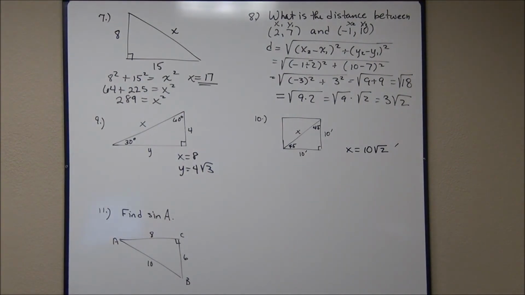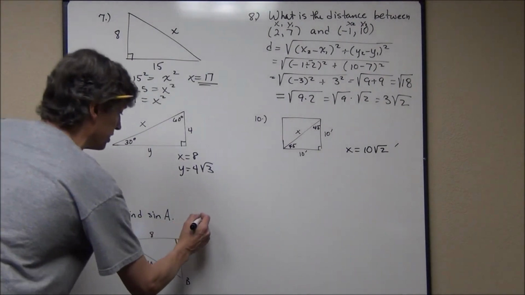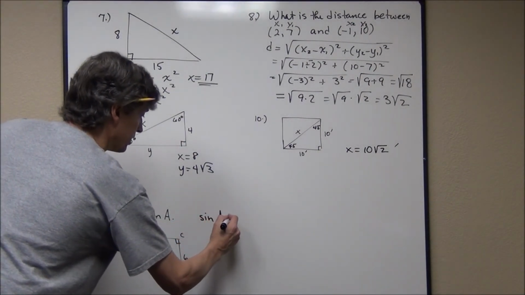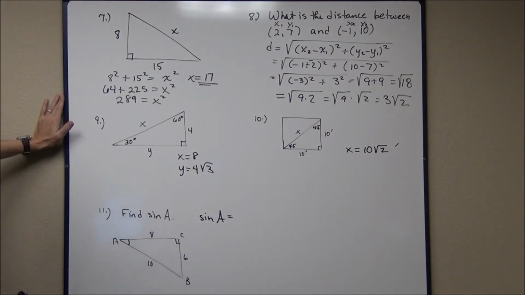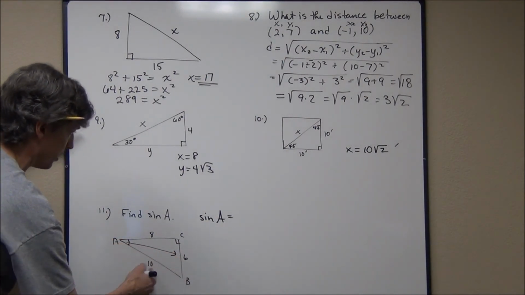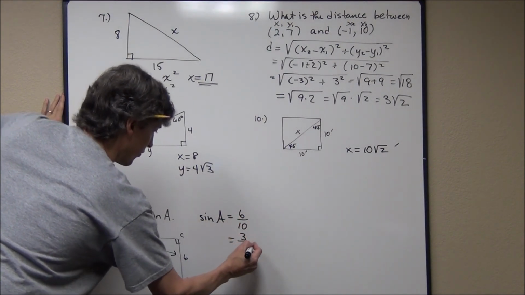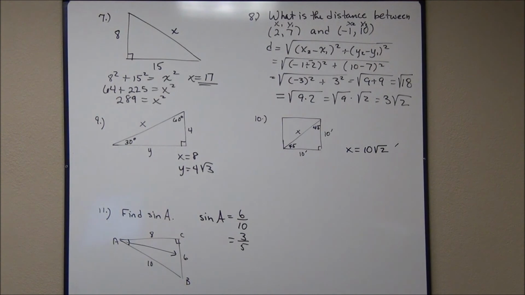My last example is a trig ratio, and in this case I'm trying to find the sine of angle A, which is right over here. Now remember, the sine of angle A is, let's try that all over again, the length of the side opposite the angle over the length of the hypotenuse. Well, opposite would be 6 and the hypotenuse is 10, so this is 6 over 10, or if I reduce it, 3/5 is my ratio. I could do any of the trig ratios there, but I just asked for the sine.